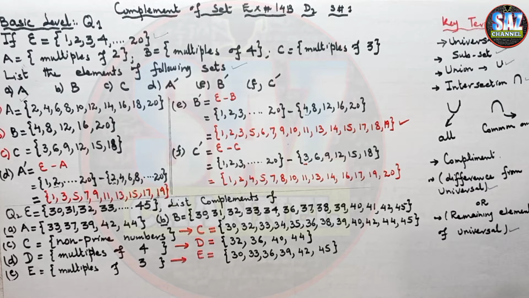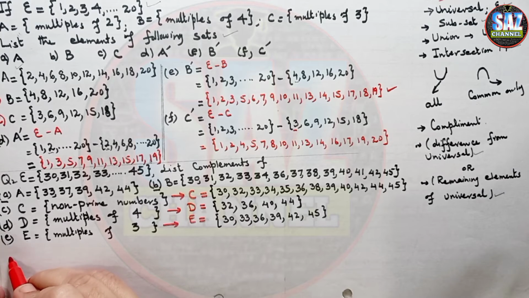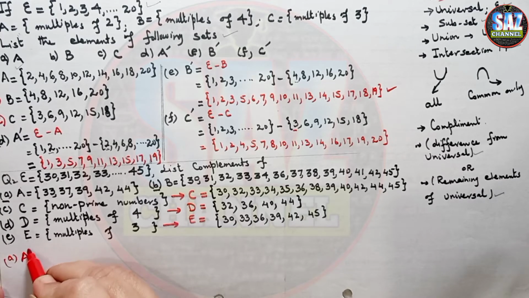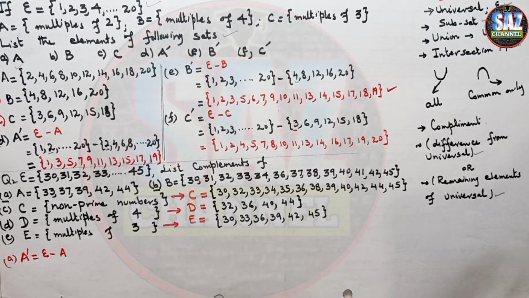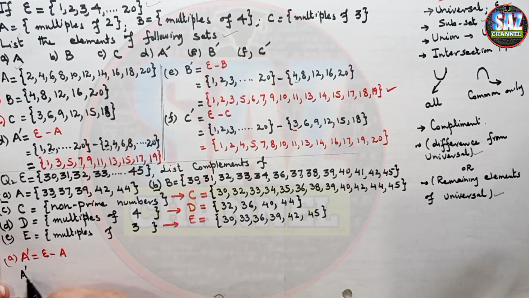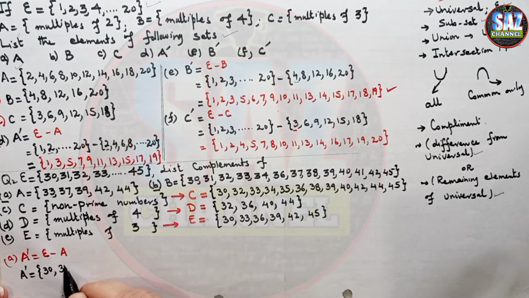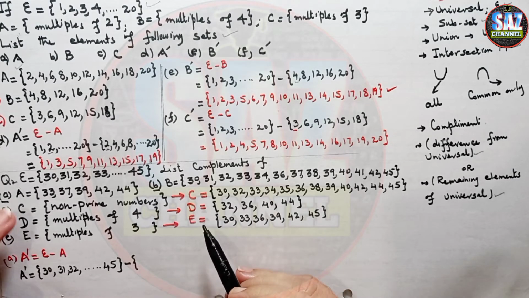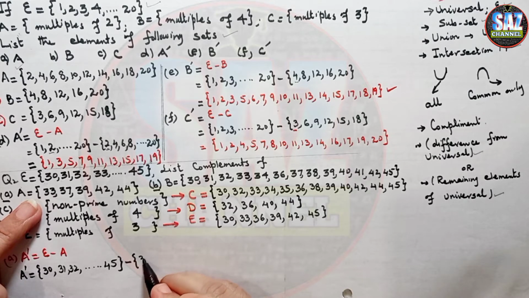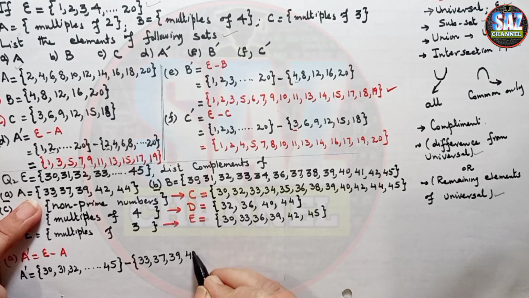The first part is that I have to find the complement of A. So A complement will be equal to universal minus A. So what I will be doing for A complement, this is universal, consisting of 30, then 31, 32, so on, and the last element is 45, and then I have to write elements of A, and A is having the elements 33, 37, 39, 42 and 44, and close the bracket.